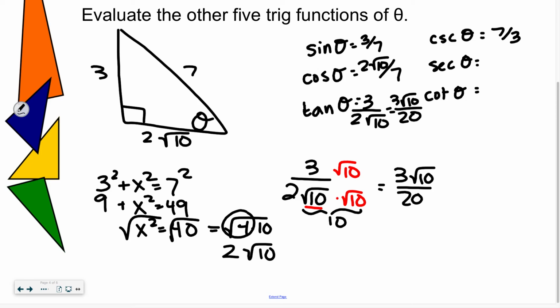Okay. And again, I could check 3 over 20, but that doesn't simplify. This one is going to be 7 over 2 square root 10, using the same method. That's going to be 7 square root 10 over 20. And then the cotangent here, rather than flipping my rationalized answer, I'll flip my original one because then I won't have to rationalize. It's adjacent over opposite, 2 square root 10 over 3.